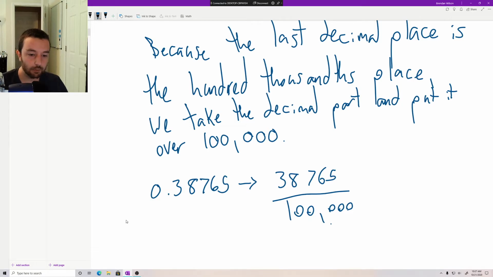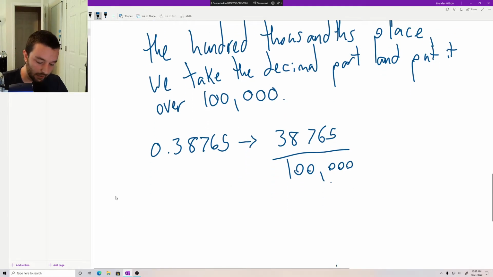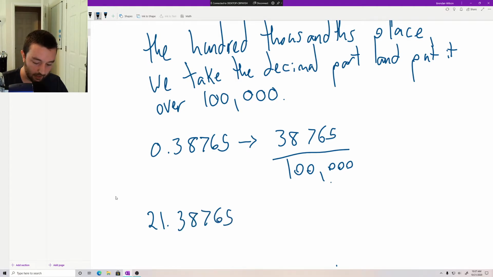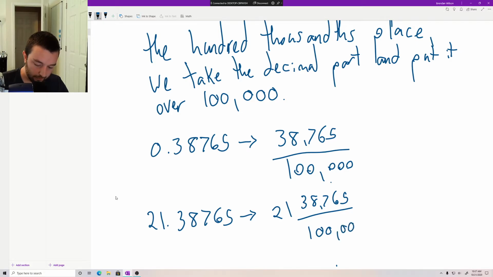If we did have a whole number part, say if we had 21.38765, we would just leave the whole number part alone and we could write it as a mixed number. We leave the whole number part by itself on the end and we'd write it like a mixed number like this, and then we could convert it to an improper fraction if you would prefer, or if you need to do the math with it.